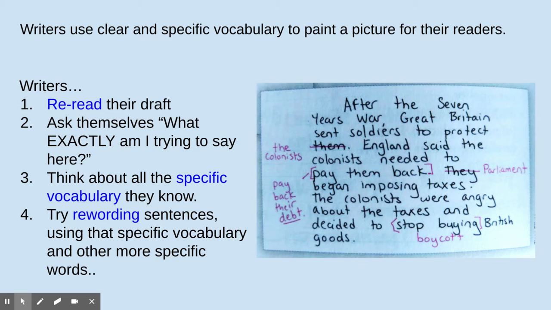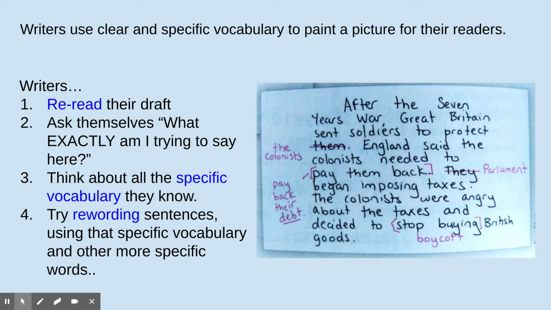So let's look at this being applied. So we know that writers use clear and specific vocabulary to paint a picture for their readers. So the first thing writers do is reread their drafts and they ask themselves, what exactly am I trying to say here? They think about all of the specific vocabulary they know, and then they try rewording sentences using that specific vocabulary and other more specific words.